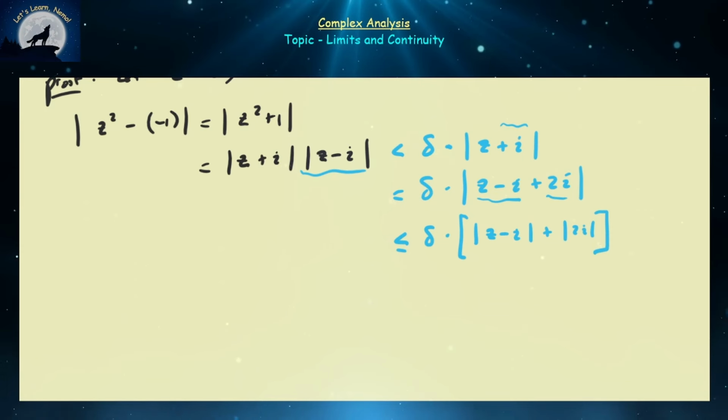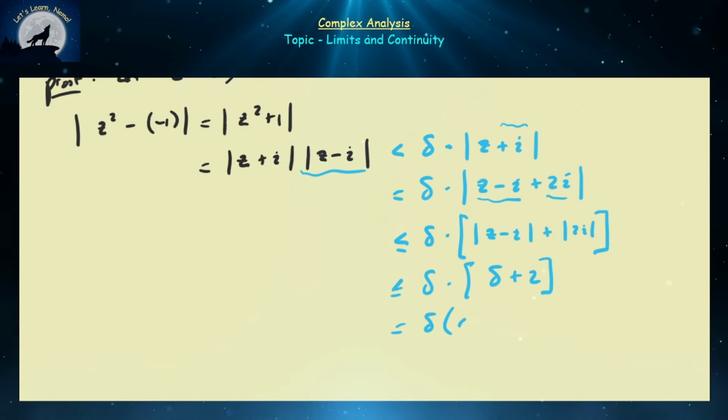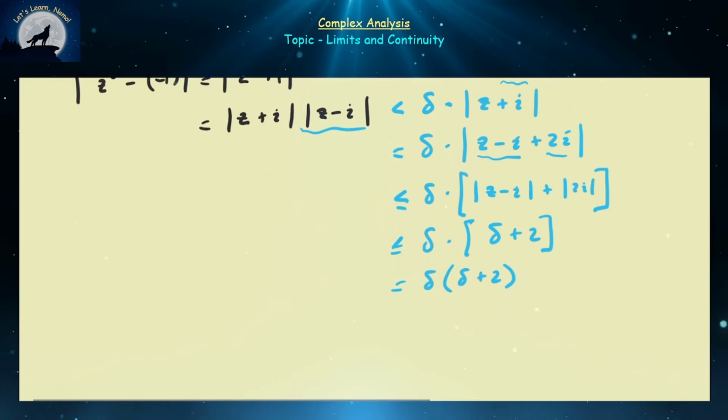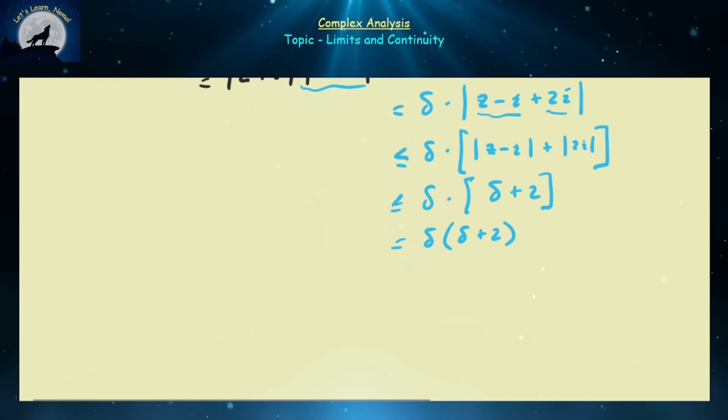The absolute value of 2i is just going to be equal to 2, so this is going to be equal to delta times, and we can make that less than or equal to delta, and then plus 2. So it's going to be equal to delta times delta plus 2. So we want this to be less than or equal to epsilon. So that's going to be equal to what?